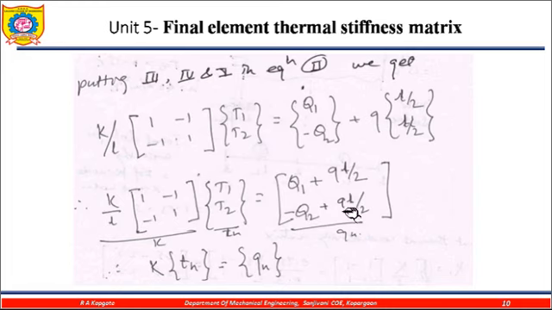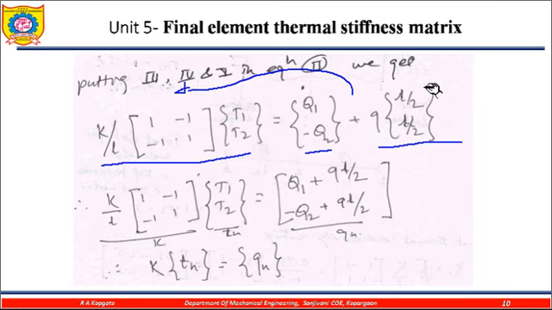Now the left hand side. To the left hand side, what we are getting is this one, and the other term of the left hand side is this one, so that finally the right hand side is equal to, we are keeping it in reverse direction. So q1 minus q2 plus q into L by 2, the second term of the matrix is L by 2. So that is K upon L, 1 minus 1 matrix into T1 by T2 is equal to these terms.